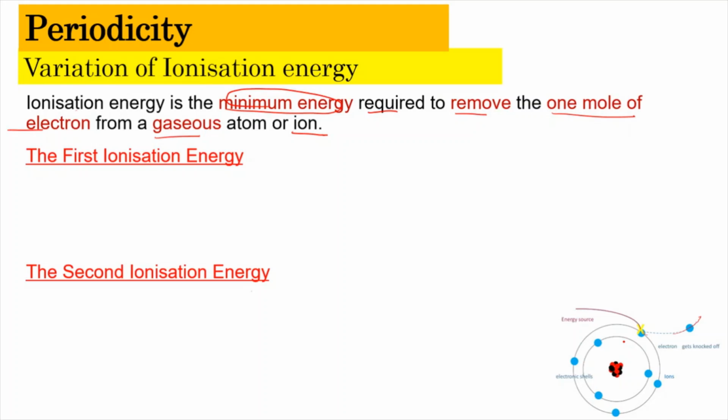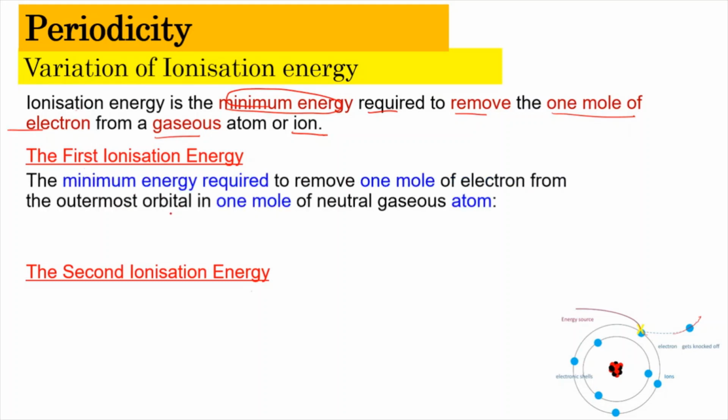So this concept is similar to what you have learned in chapter 2. Okay? And the first here means electron yang pertama dikeluarkan. And the second means the second electron that's going to be removed. Okay, so let us look into the definition for the first ionization energy first.